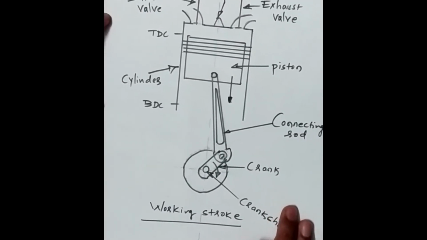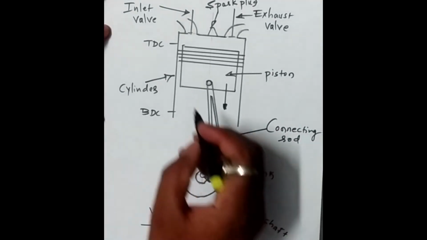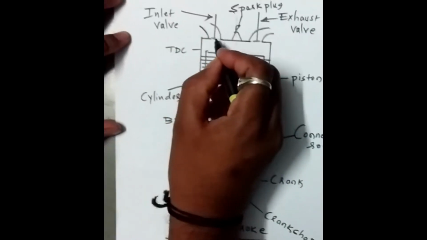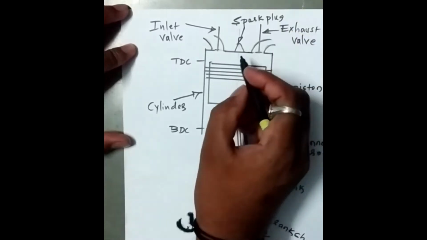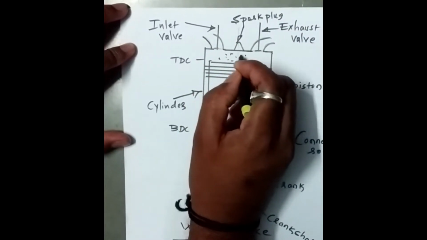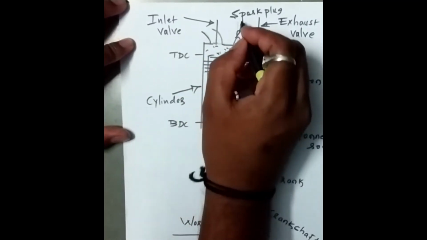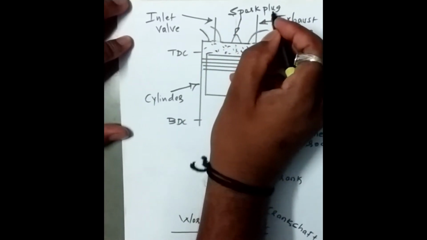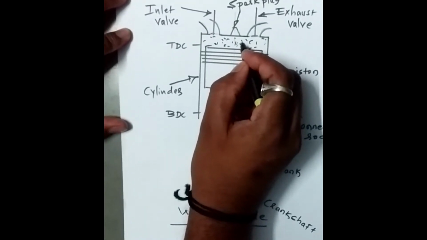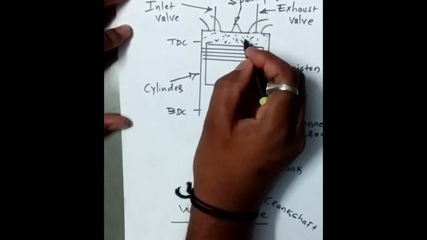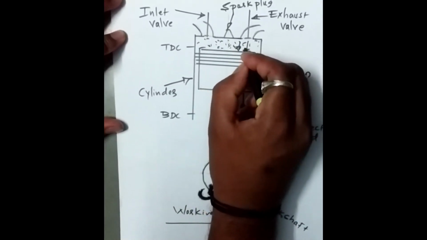Another name for the power stroke is the working stroke. At the end of the compression stroke, the piston will be at TDC, both the valves are closed, the spark plug is ready to provide the spark, and the fuel air mixture is compressed here. When the required pressure is reached, the spark plug provides the spark and ignition takes place, that is combustion, and that combustion releases hot gases, and those hot gases pressurize the piston to move it.